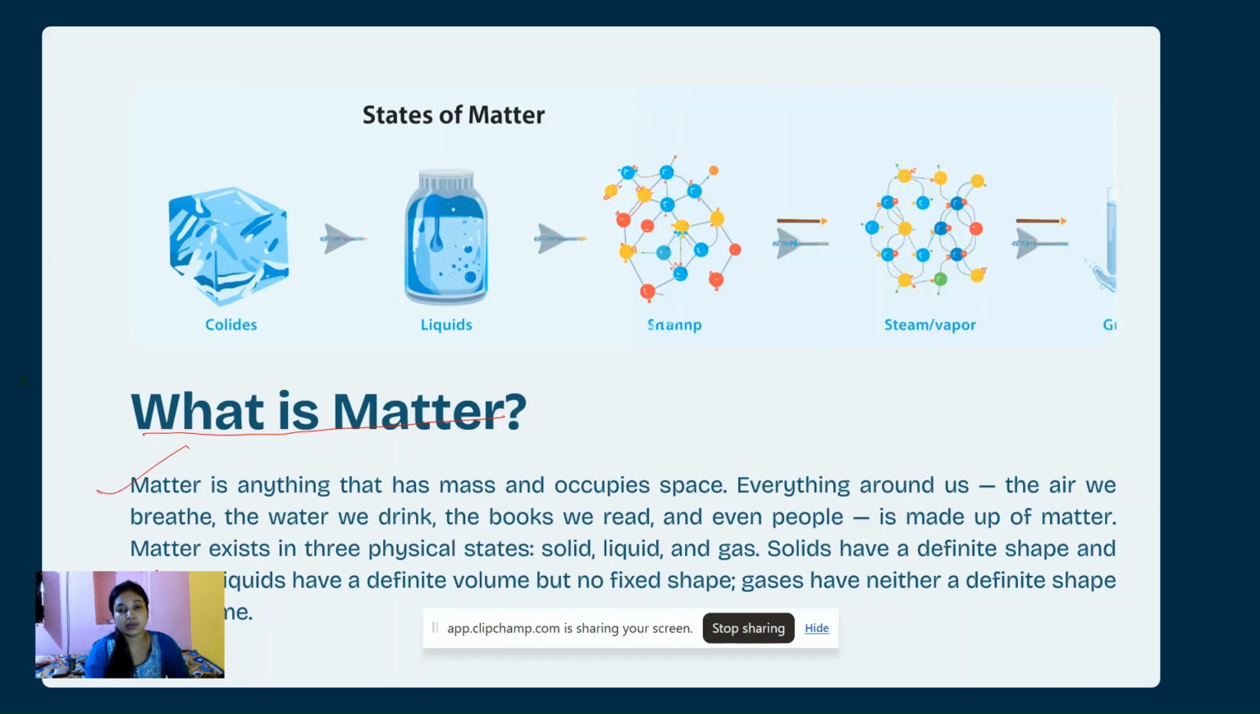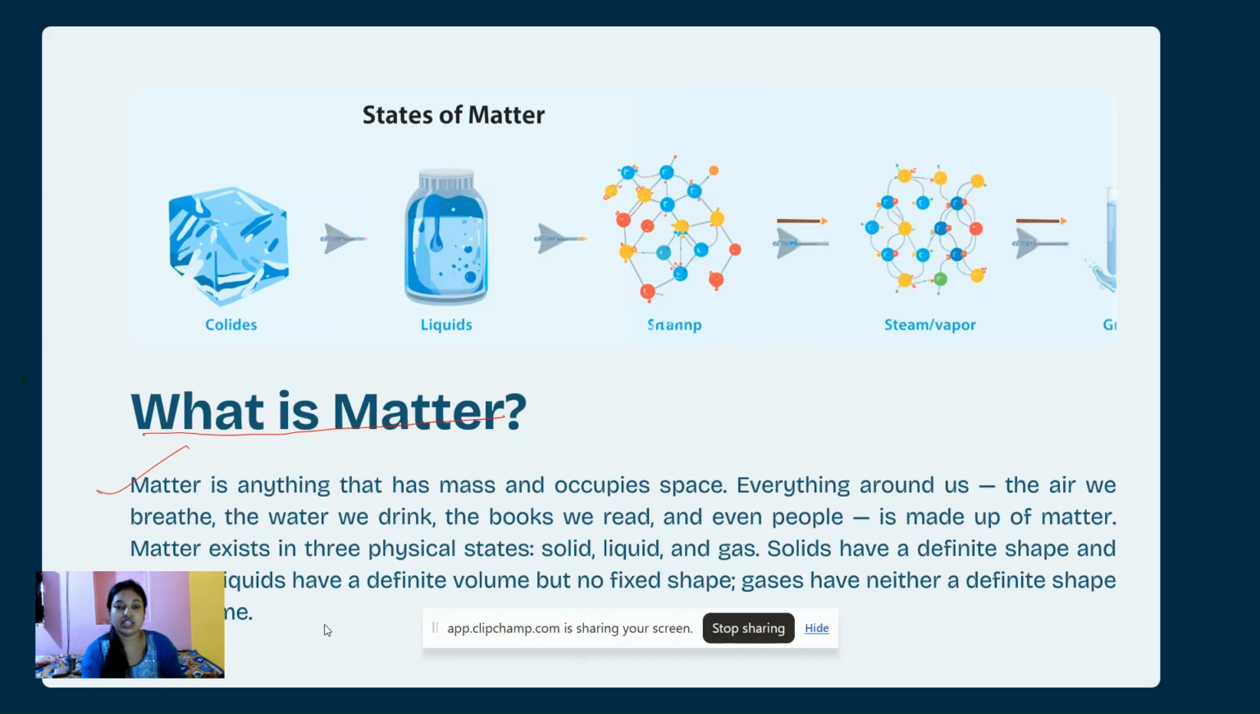Matter is anything that has mass and occupies space. Everything around us, the air we breathe, the water we drink, the books we read, even people, is made up of matter. Matter exists in three physical states: solid, liquid, gas. Solids have definite shape and volume, liquids have definite volume but no fixed shape, gases have neither a definite shape nor volume.